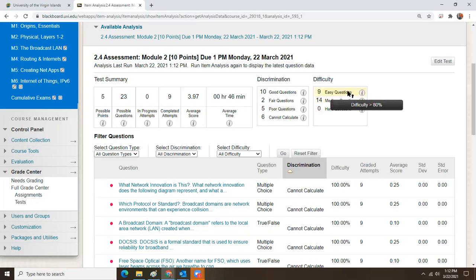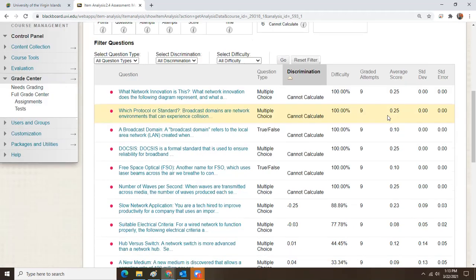According to the statistical algorithms, there were 9 easy questions and 14 medium questions. None were classified as hard questions. That's kind of interesting. Cannot calculate and poor questions were often cases where all students answered identically or in a similar fashion because they all knew the answers. So once again, the Blackboard scoring algorithms for statistical analysis don't really account for a mastery learning scenario.